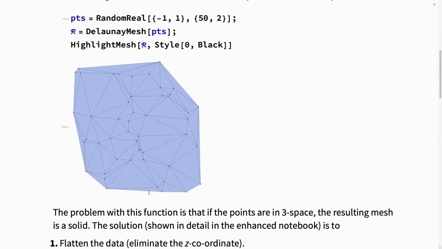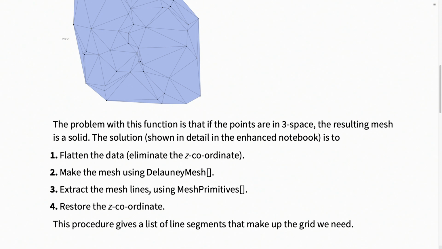Making a mesh, I found this wonderful function called Delaunay mesh, which takes random points and makes a nice, pretty mesh for you. The problem is that if you give it three-dimensional coordinates, it will give you a three-dimensional mesh. There's no way in the built-in function to say I want a two-ish dimensional surface embedded in 3-space. So what I did was flatten the data by eliminating the z-coordinate, make the mesh using Delaunay mesh, extract the mesh lines using mesh primitives, and then restore the z-coordinate. And in 2D, that was pretty good.